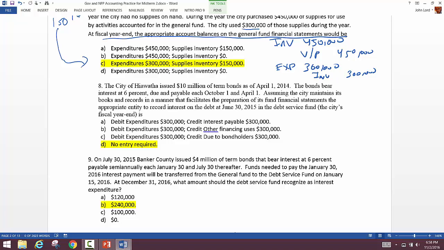So what is the appropriate entry on June 30th, 2015? June 30th, 2015 is their fiscal year end. So they must have paid interest on April 1st, 2015, right? Okay. So what should they do at June 30th, 2015?